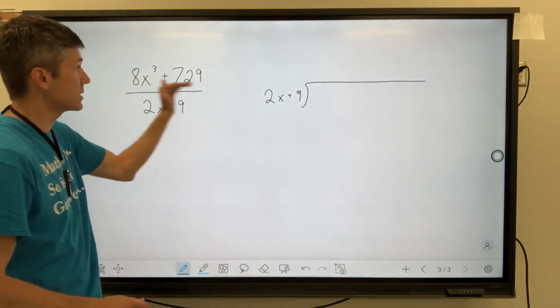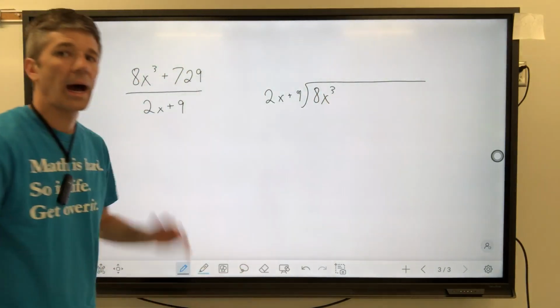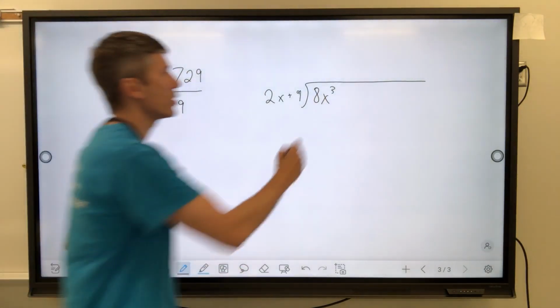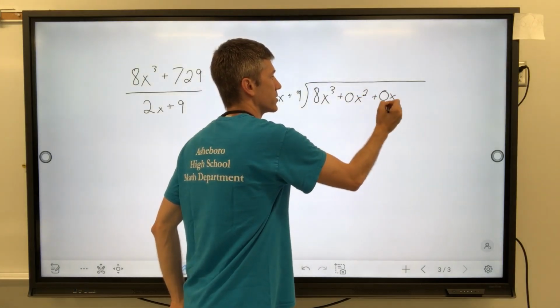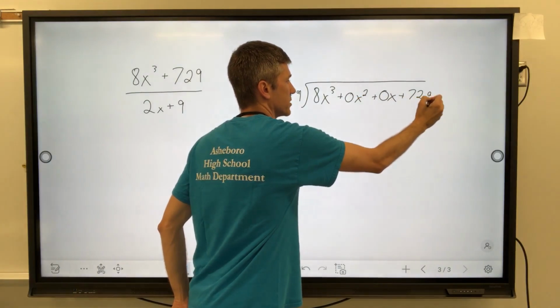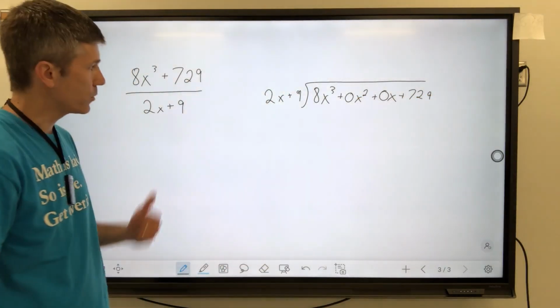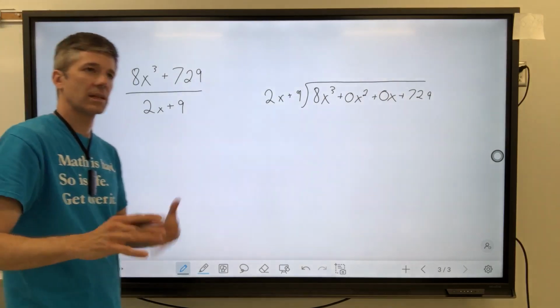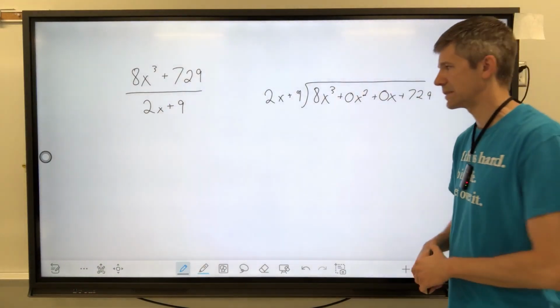So what I'm really dealing with is 8x cubed. I have no squared term. I have no quadratic term. I have no linear term, and I do have a constant term. I need zeros as placeholders. You have to have them. If you don't do it, then you're going to run into a lot of misalignment. If you're that far ahead and you're thinking you can, but don't.